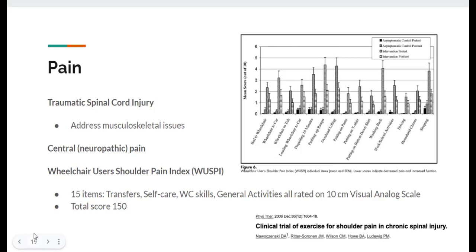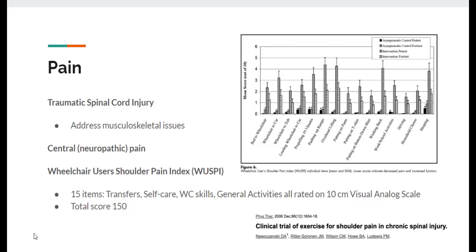Another thing that we have to think about with this population is pain. There may be other musculoskeletal issues that happened when they sustained the initial trauma, so you're going to be addressing those. They may also have or develop central neuropathic pain. But a lot of times we see wheelchair users, manual wheelchair users especially, develop shoulder pain. And we've talked briefly about this.